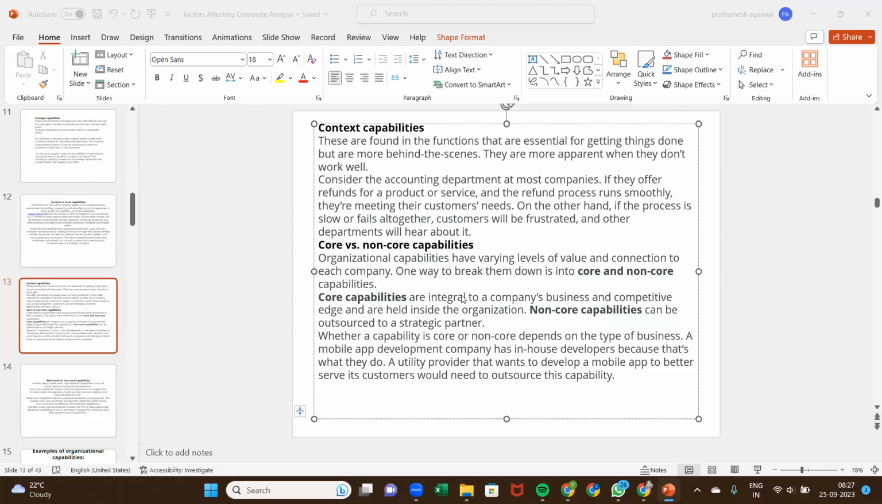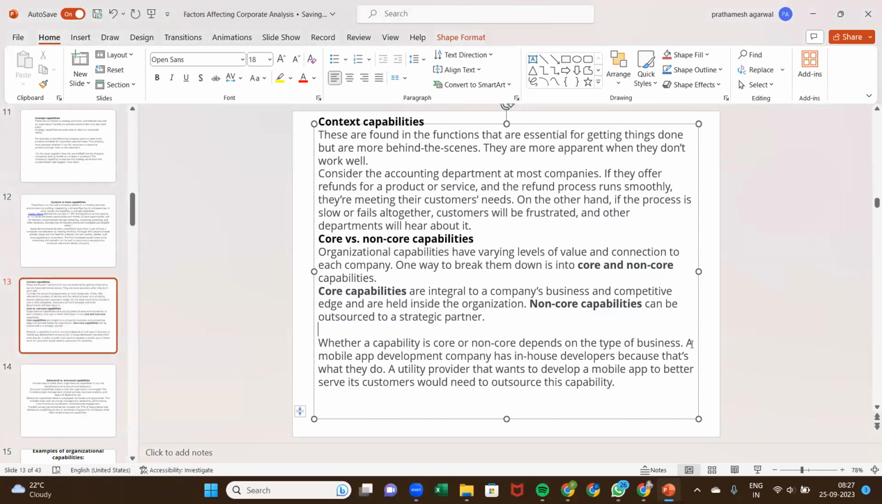Okay, so non-core capabilities can be outsourced to a strategic partner. Whether a capability is core or non-core depends upon the type of business. Now see an example, I'll give you an example of a mobile app development company. A mobile app development company has in-house developers because that's what they do, right? A utility provider that wants to develop a mobile app to better service customers would need to outsource this capability.